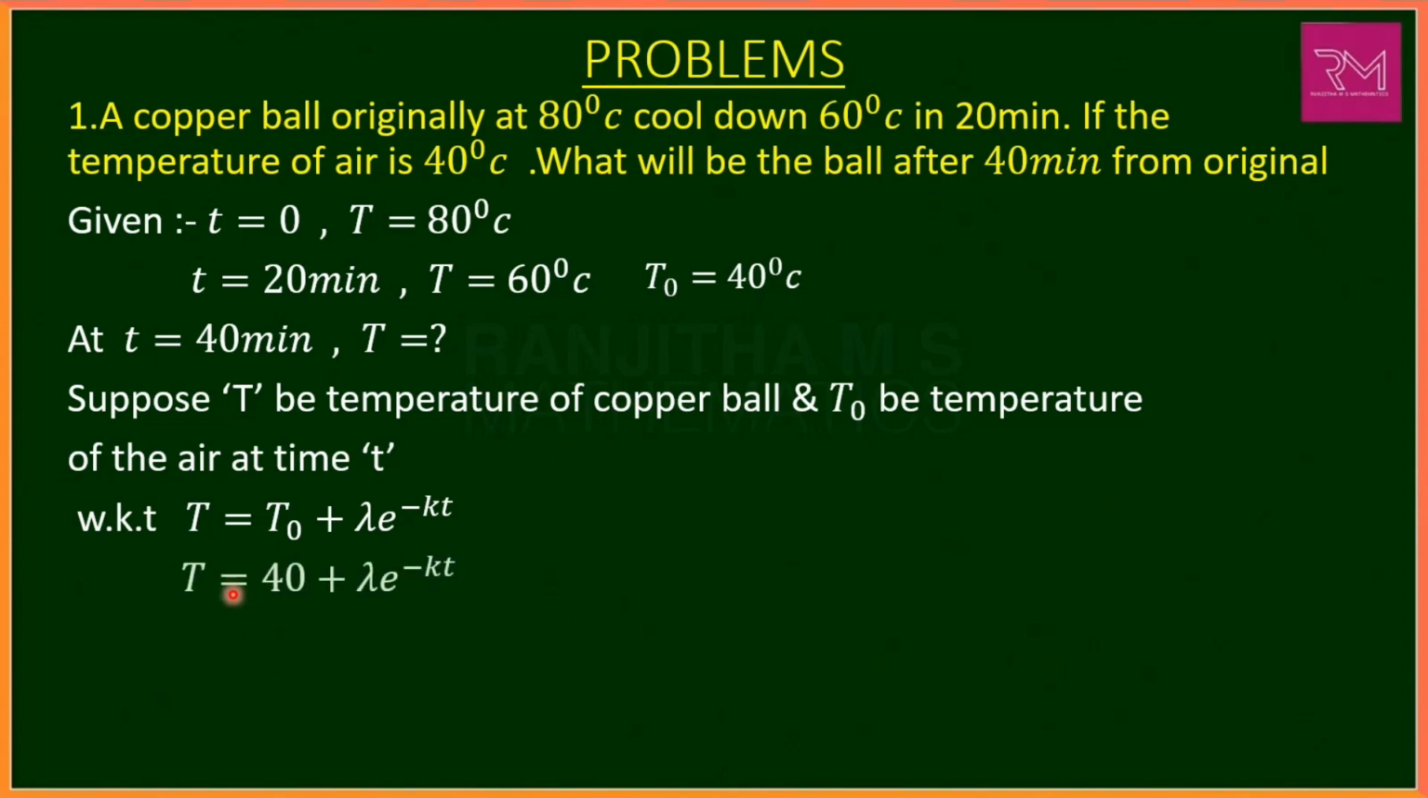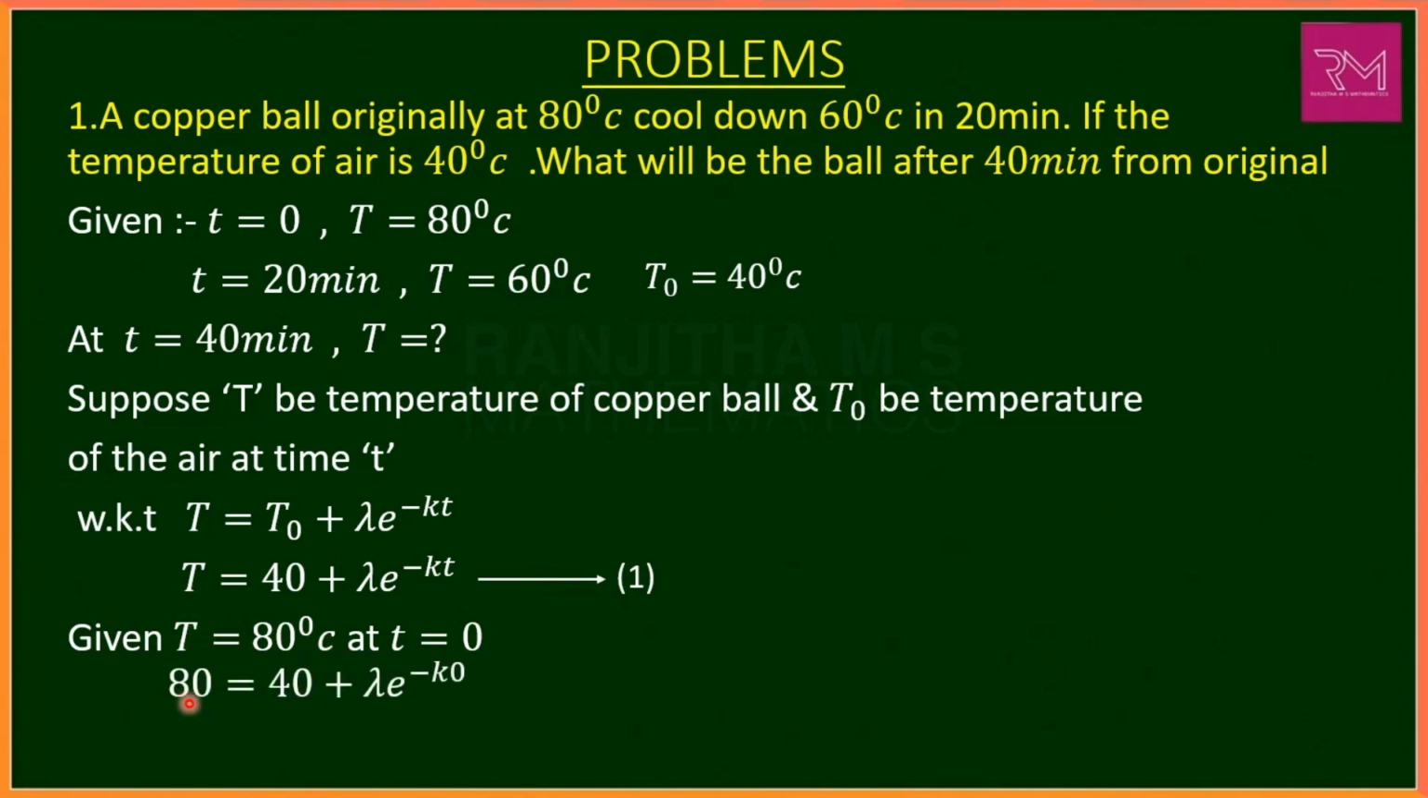Substitute that value here, we get T is equal to T naught, which is 40, plus lambda into exponential power minus K into t. Call this equation number 1. Next step, we have to substitute the given data over here. At time t is equal to 0, that is initially, the temperature is given as 80 degrees Celsius. So at t is equal to 0, substitute T value as 80 degrees Celsius.